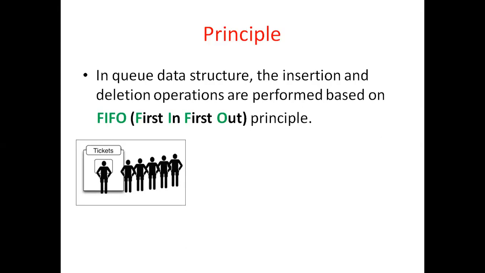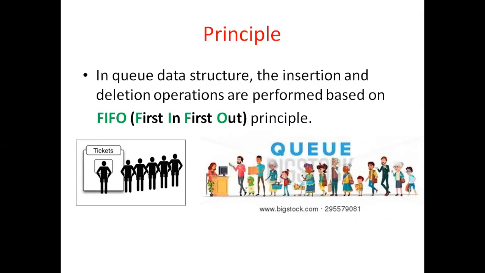Suppose you want to buy tickets in a movie theater or at an RTC bus stand and various offices. The first person will take the ticket and go out. That is FIFO, so they are applying the FIFO principle. One more example is bill payments. The first person will pay first, and one more person will be added at the end position. So insertion is at the end position, deletion is at the first position.